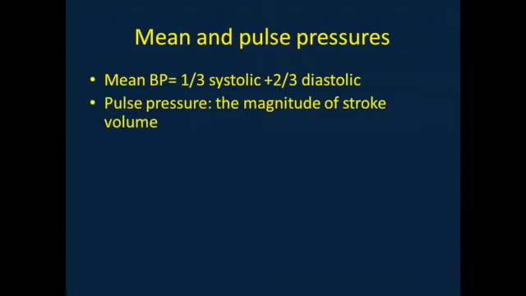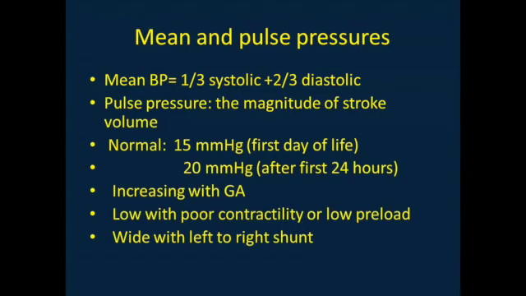Pulse pressure is the magnitude of stroke volume. How much pulse pressure is considered to be normal? Roughly, it is about 15 millimeter mercury for the first day of life or more, and 20 millimeter mercury beyond the first day of life for most of the premature and term infants.